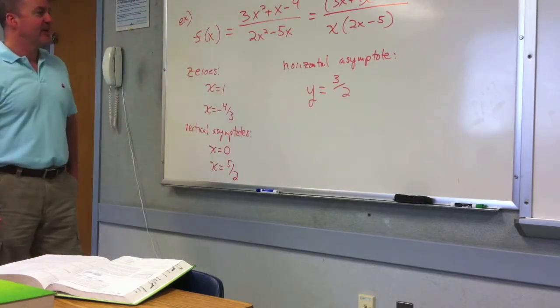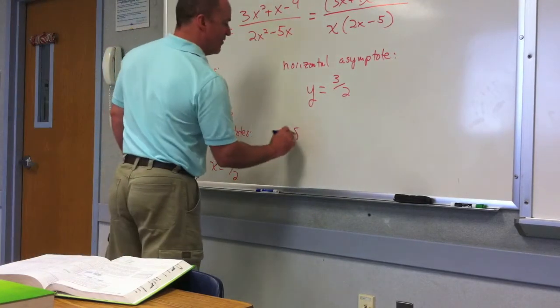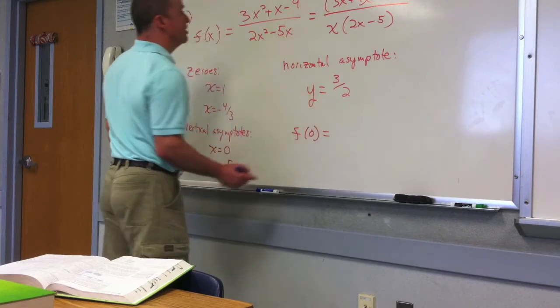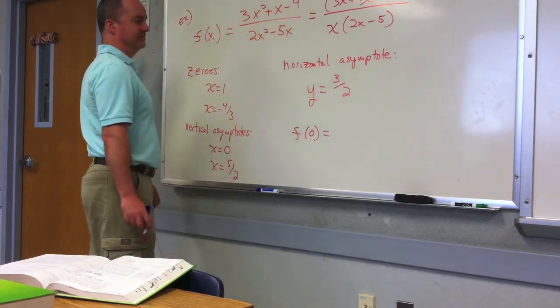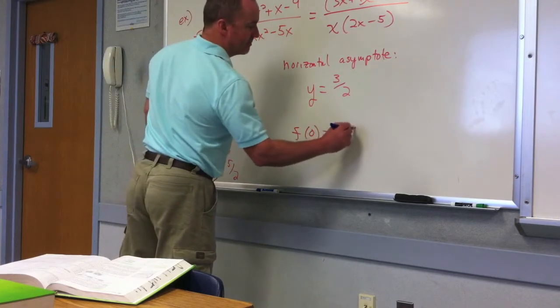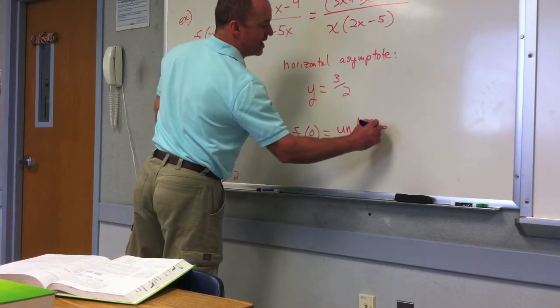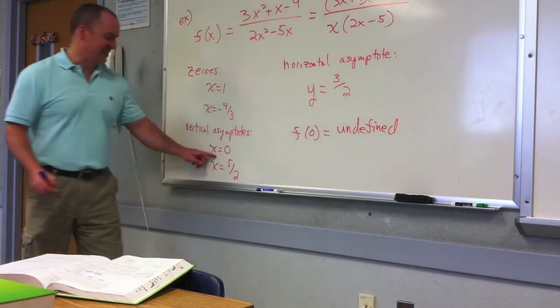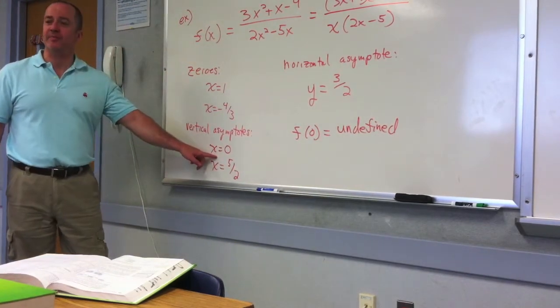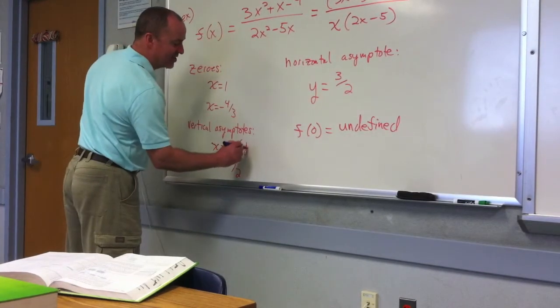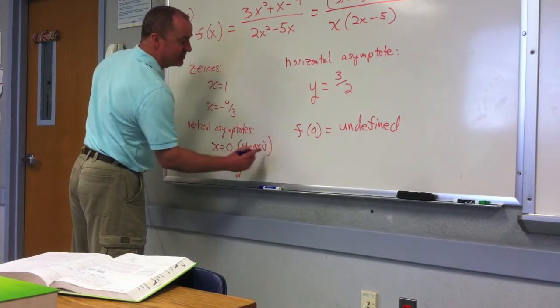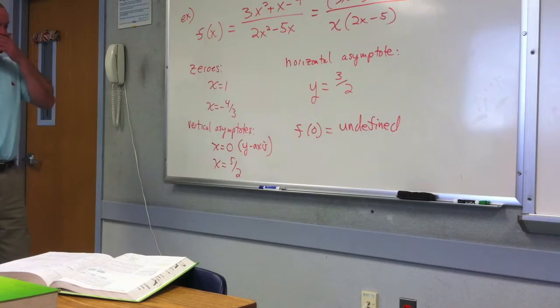Y-intercept. F of 0 equals 4 over 0, undefined. I should have known that because x equals 0 is a vertical asymptote. That is the y-axis. So if your y-axis is an asymptote, you're not going to have a y-intercept. It'll make it a little bit annoying to graph.